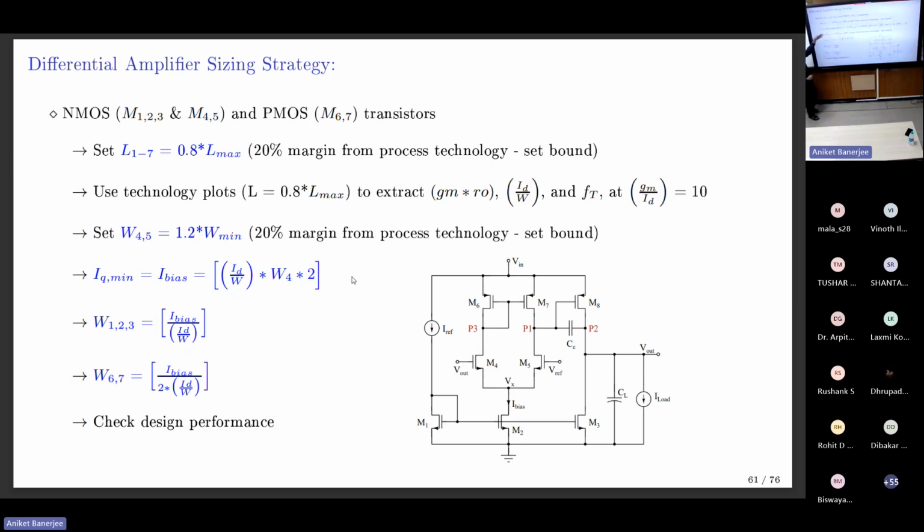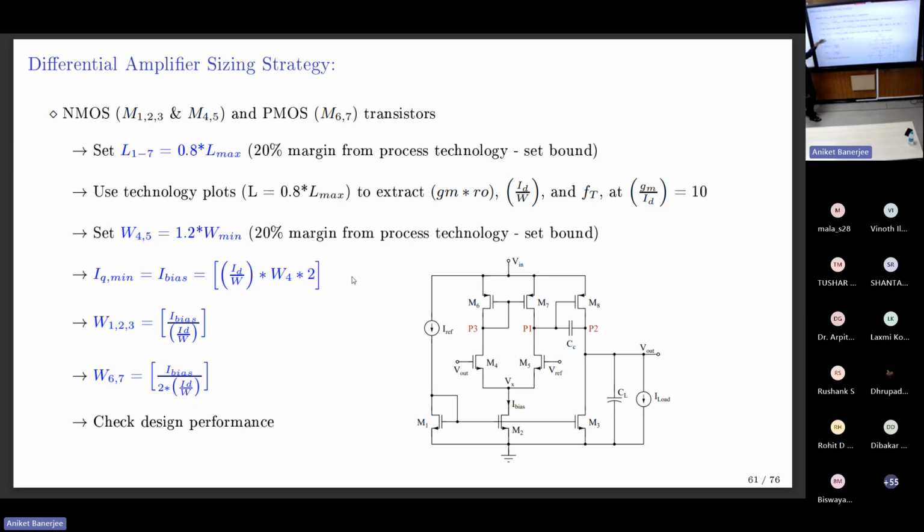What does this step do? This is W by L fixed to be as low a value as possible. That means this will tell what is the lowest current possible for this design to work, right? So what is IQ min now? IQ min is ID by W times this W that we assume, right? So the smaller this number, the smaller IQ min is going to be. ID by W is taken from the tech plot. W we use the minimum, so with this you get IQ min.